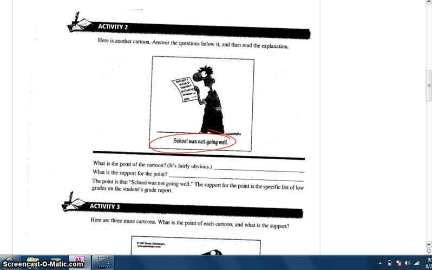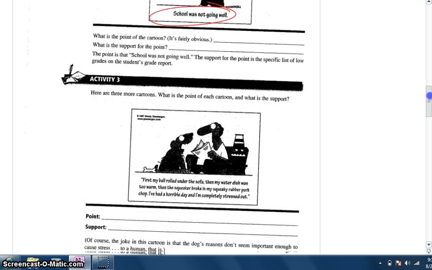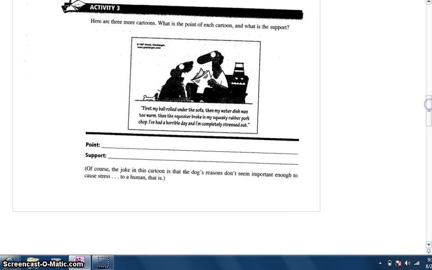How does the cartoonist support that? Well, the student has an F in biology, a D in math, an F in English, a C in history, and an F in Spanish. So the cartoon is supported by the picture of the report card. Let's take a look at one more.